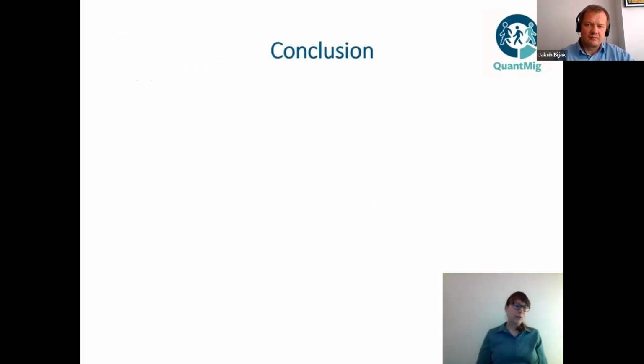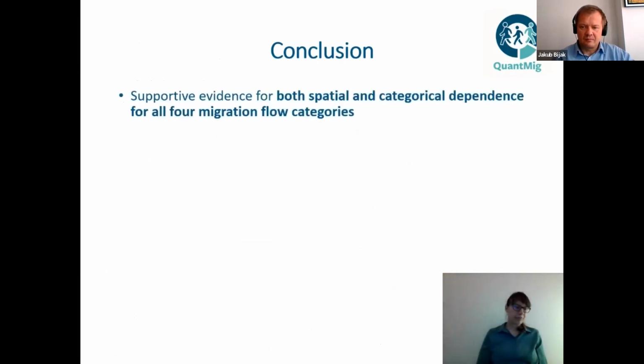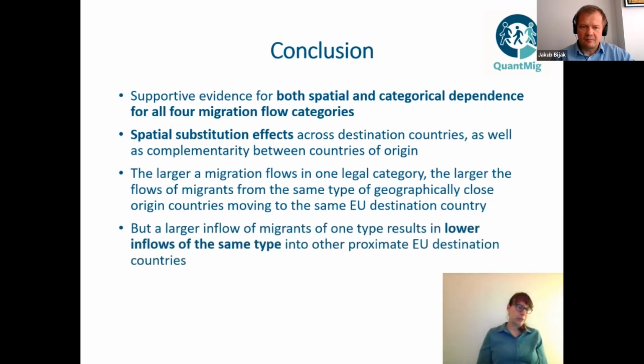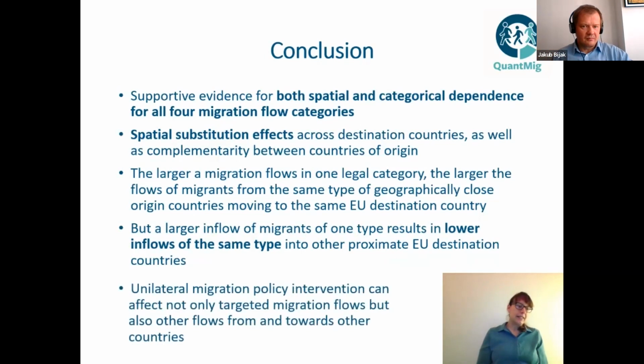So in conclusion, we can say migration flows are neither spatially nor categorically independent. The larger the migration flows of one legal category, the larger the flows of migrants from geographically close origin countries moving to the same EU destination. But a larger inflow of migrants of one type results in lower inflows of the same type into other proximate EU destinations. For instance, if labor migration from Senegal increases in France, it is reduced in Germany. Yet as Senegalese labor migration increases in France, so does Moroccan or Gambian labor migration into France, as these countries are geographically proximate.